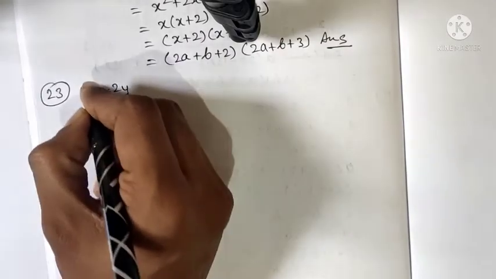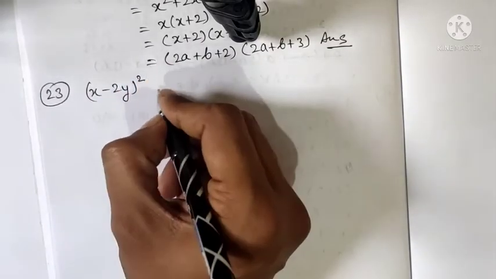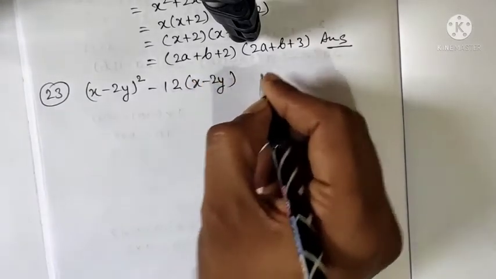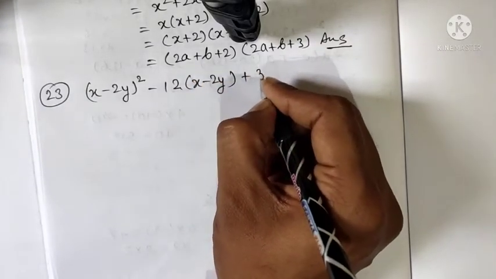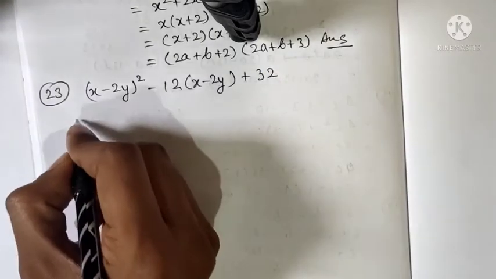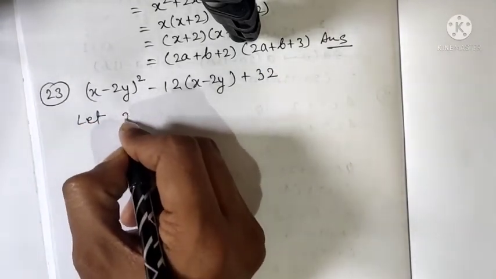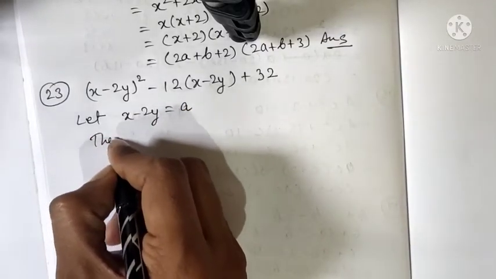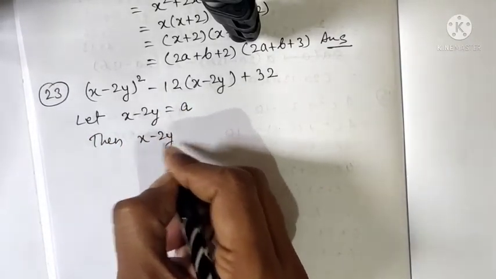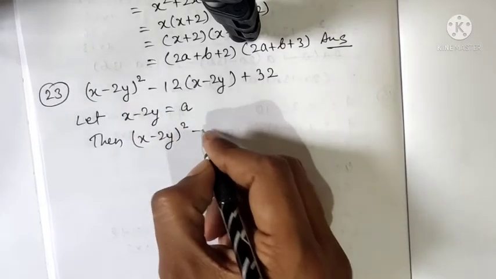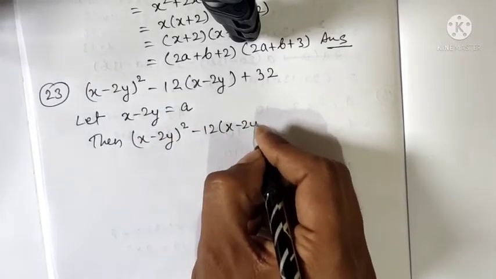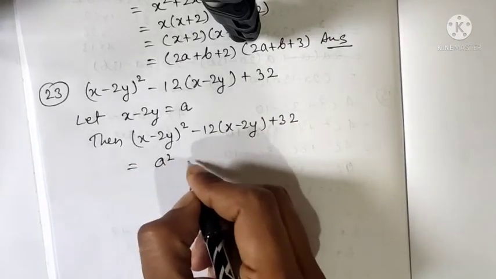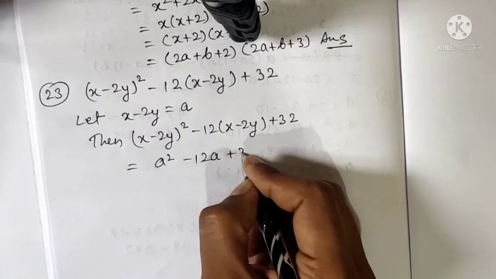Question number 23 is x minus 2y whole square minus 12 into x minus 2y plus 32. Since here x minus 2y comes 2 times, we will replace it by a. So let us consider that x minus 2y is equal to a, then x minus 2y whole square minus 12 into x minus 2y plus 32 will be equal to a square minus 12a plus 32.